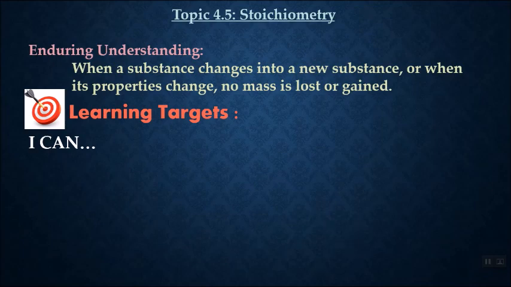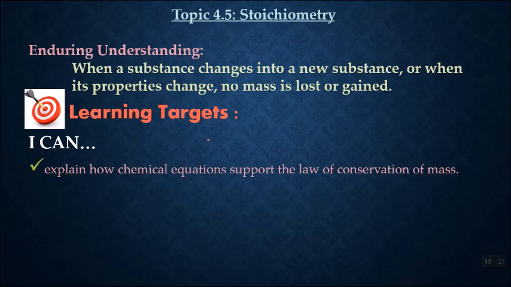The enduring understanding is when a substance changes into a new substance, or when its properties change, that no mass is lost or gained. So that's the enduring understanding that we need to be keeping in mind as we're looking at our stoichiometric problems. The learning targets: I can explain how chemical equations support the law of conservation of mass. That's important right here, that law of conservation of mass.